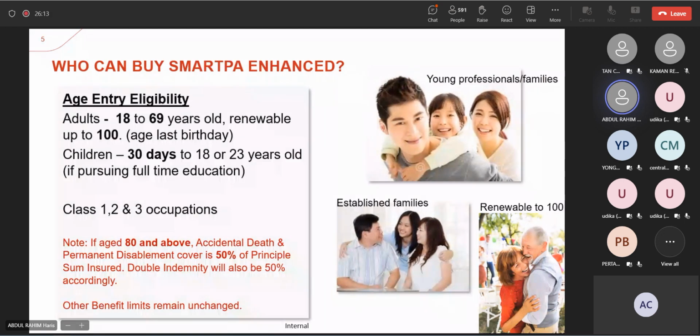This plan, we have plans for occupation class 1, 2, and 3. But class 3 occupation is only up to plan 3.